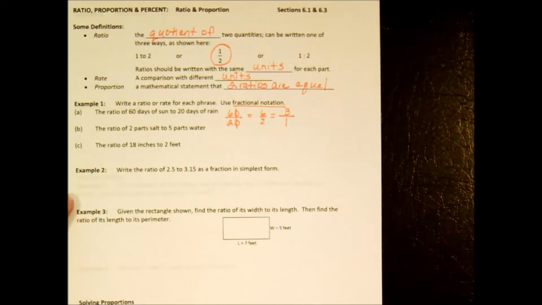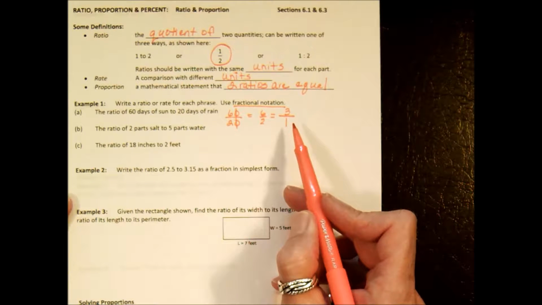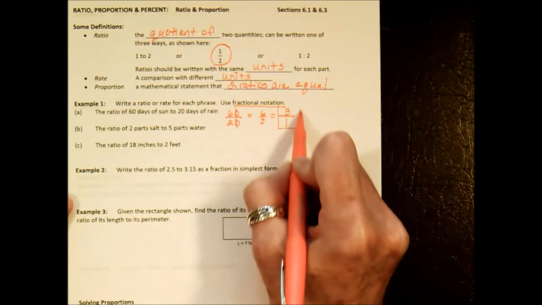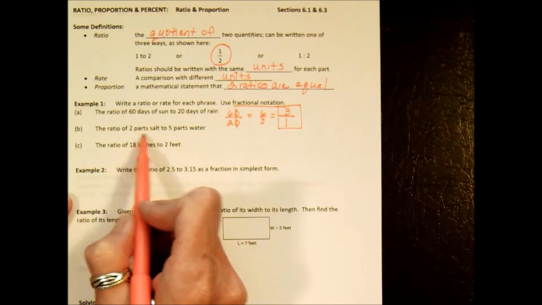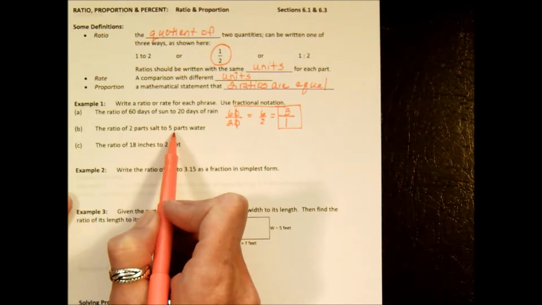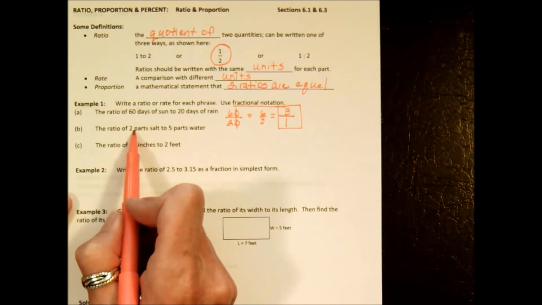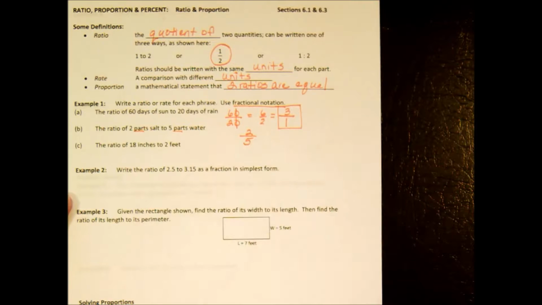Now, if that was just a fraction, we would just leave that as 3. But because it's a ratio, we like to show that 1 in the denominator. The ratio of 2 parts salt to 5 parts water. I know this seems like two different units, but it's not. It's both parts to parts. So it's just 2 to 5.